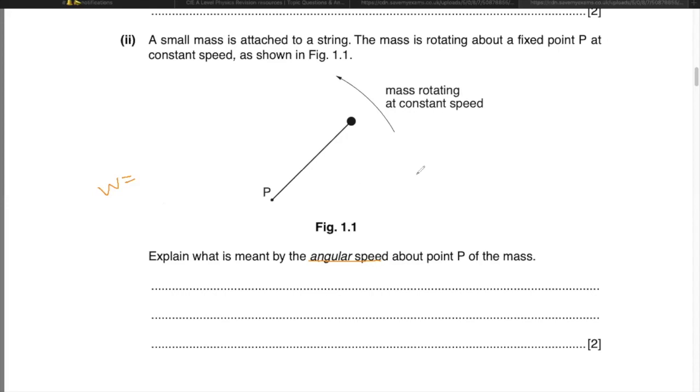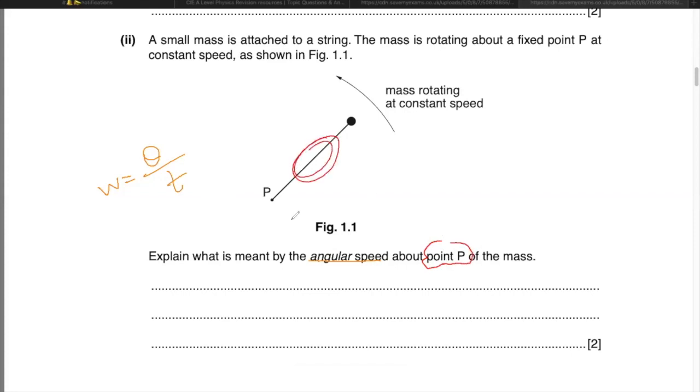Guys, what is the formula for angular speed? Yeah, theta by t. So basically, we are doing angular displacement per unit time. That should be the answer. But in this question, they need an answer relative to the point P.